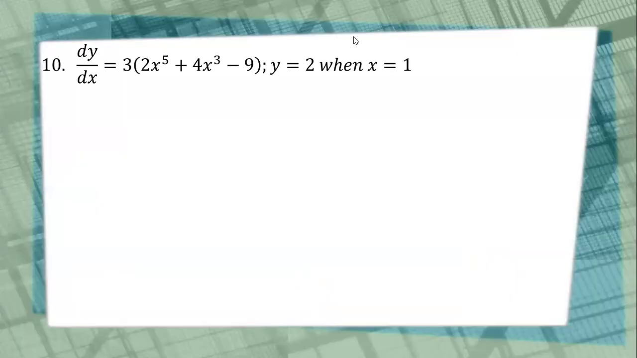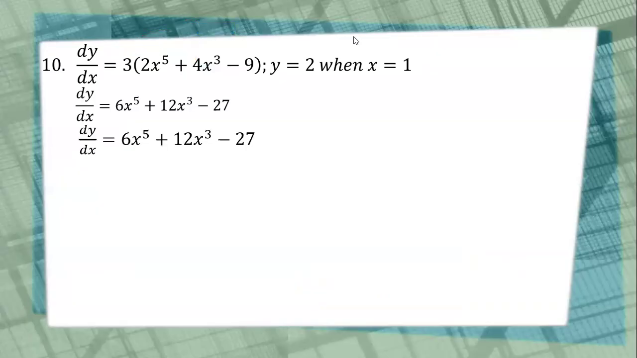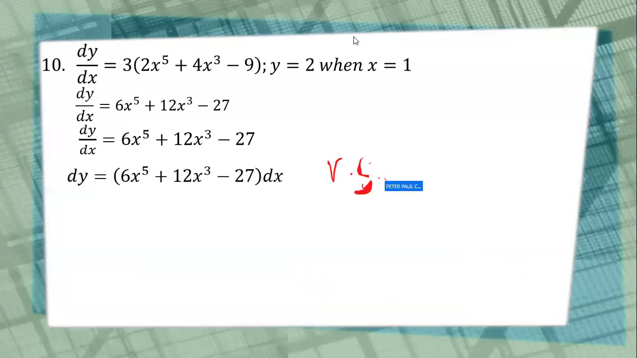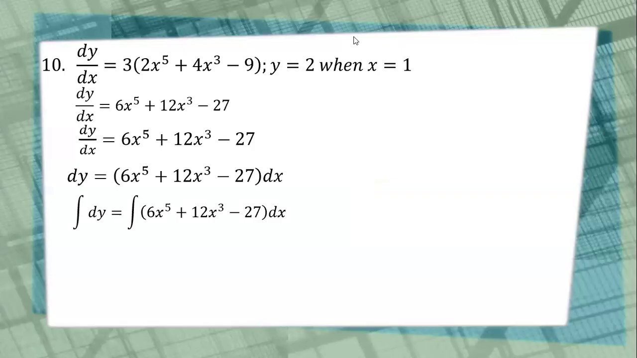Let's have the last one. Let's have dy over dx equal to 3, the quantity 2x to the 5th plus 4x cubed minus 9. We simply use the distributive property. So we'll get this one. Next, cross multiply. And then this is now a variable separable. So after declaring a variable separable, of course, the integral sign will appear. Then the usual way. So we apply the constant multiple theorem. Then we answer. And x to the 5th is x to the 6 over 6.